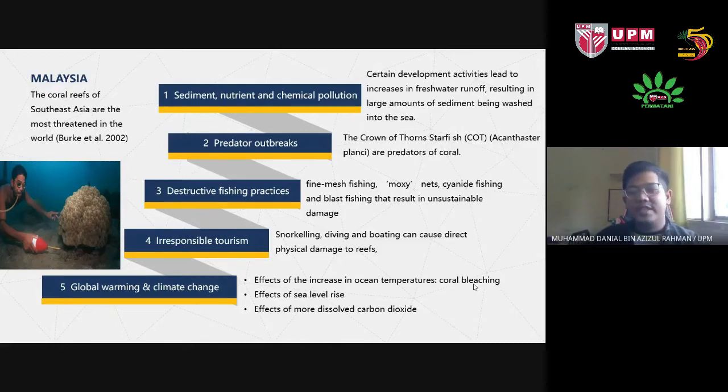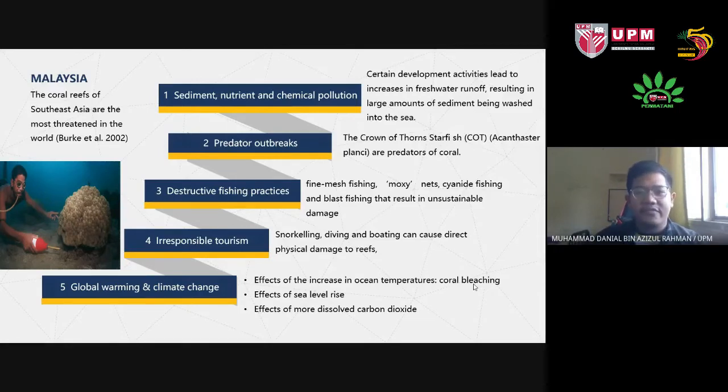Okay, the third reason is destructive fishing practice. As you can see, there is often accompanying overfishing and destructive fishing practice, such as purse seining and fine mesh nets, and all of these have been made illegal in South and Southeast Asia.